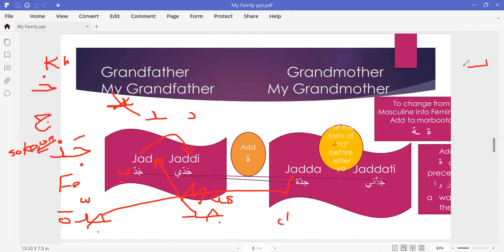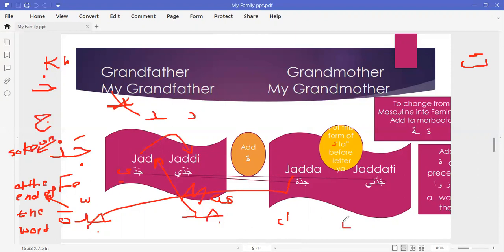Because we know that ta has a line above it. This is the open ta. This is the closed ta. The closed ta, we usually put it at the end of the word, okay? And why do we use the closed ta? We use the closed ta to change the word from the masculine into feminine, okay? We have two forms of closed ta. So we agreed that the closed ta is used to change from masculine into feminine.